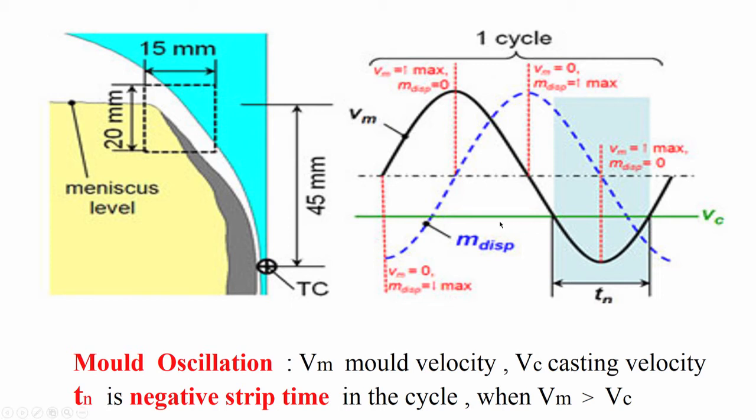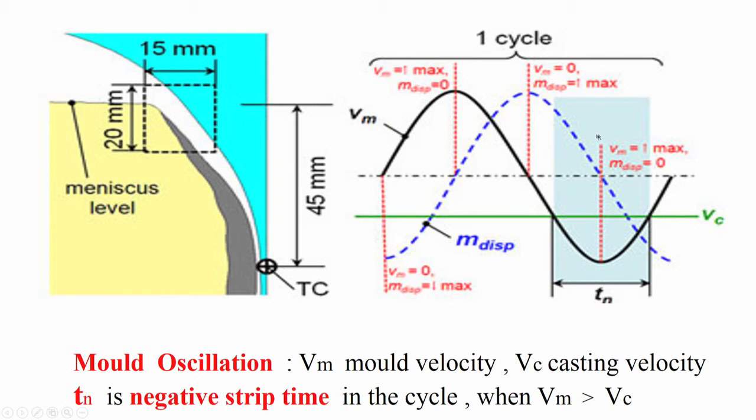And look at this green line, this is Vc as I had explained earlier. Vc means casting speed or the strand speed. So, what is that negative strip time? This gray area, in this area the Mould velocity, while it is going down, is more than the casting velocity, which is of course linear, fixed in that cycle period.